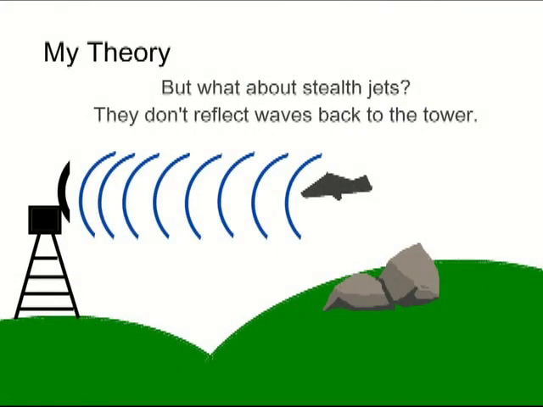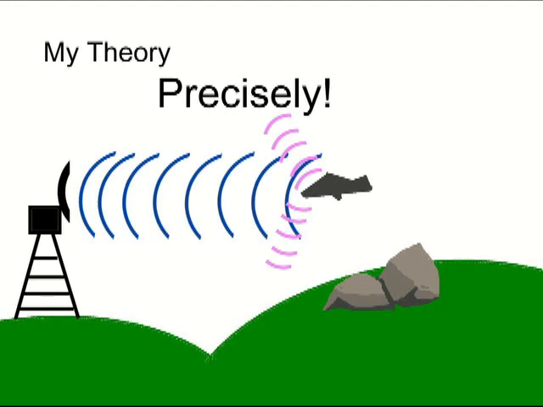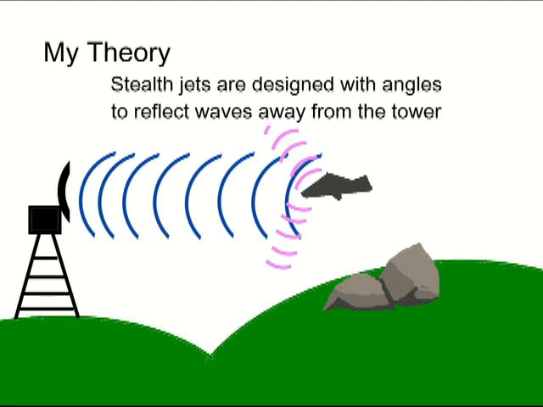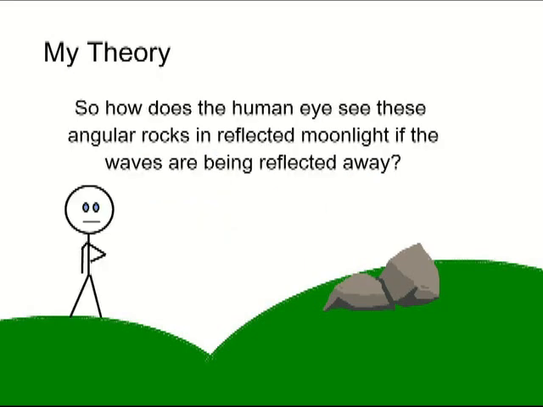But what about stealth planes? They don't reflect waves back to the tower. Precisely. They are designed to reflect the waves away from the tower because they are angular, like the rocks. But wait, if the rocks are angular like the stealth plane, then how do they reflect EM waves to our eyes?